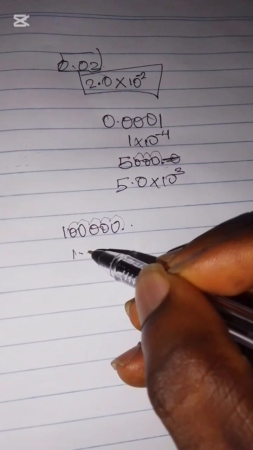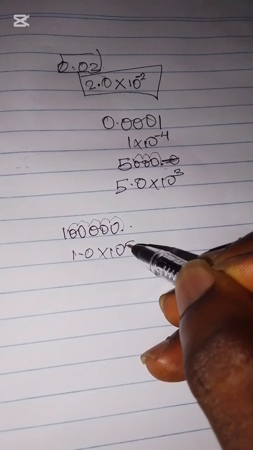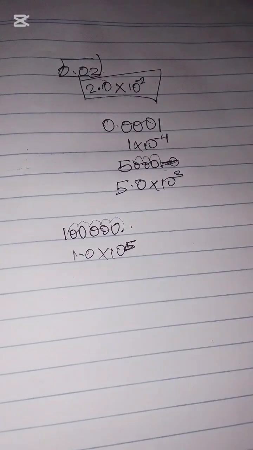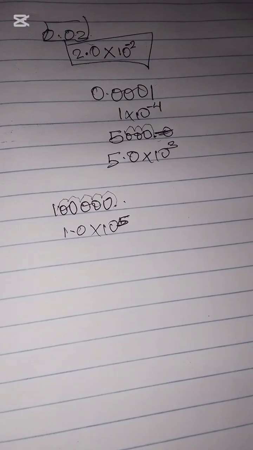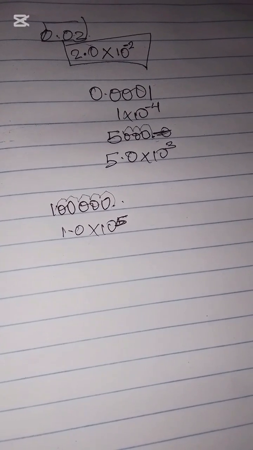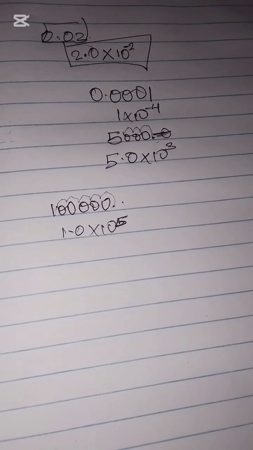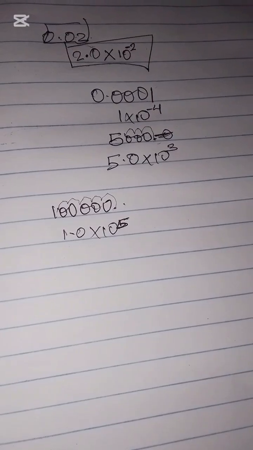1.0 times 10 raised to power 5. Okay, sorry, raised to power 5. So it is just that simple and that easy. Alright, so this is how we convert to standard form when our value is not in standard form. And also if you want to do the reverse, it's also very, very possible.